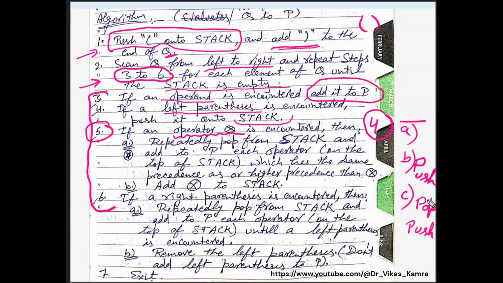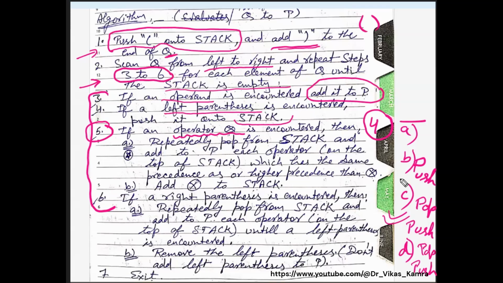After that, the incoming minus operator will be pushed onto the stack. Case 4: if both operators have the same priority, meaning the incoming operator has priority equal to the operator which is already on the stack, then do the same operation. First pop, then push. It is the same as step C of step number 5.